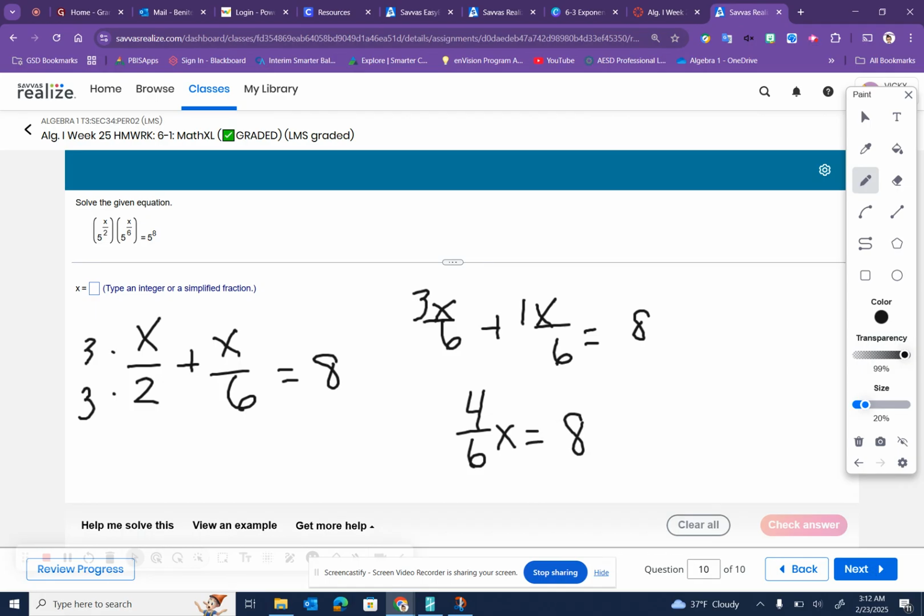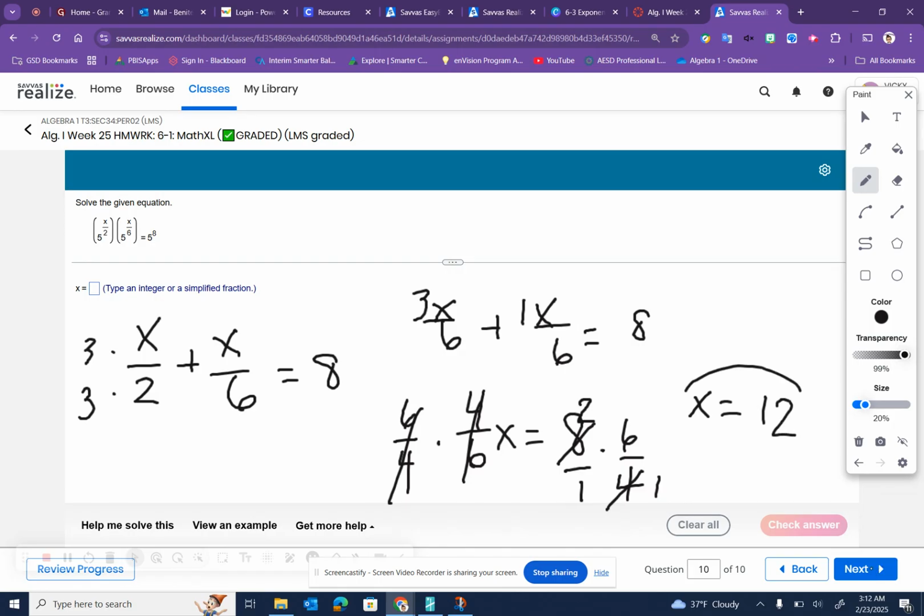To get x isolated by itself, we do have to multiply by the reciprocal. So we're going to multiply by 6/4 on both sides. Whatever we do to one side of the equation, we have to do to the other. So I'm going to make this 8 a fraction by putting 8 over 1. I do see I can cross reduce here. 4 goes into 4 once. 4 goes into 8 twice, leaving me with 2 times 6. And since it's over 1, that just equals 12.